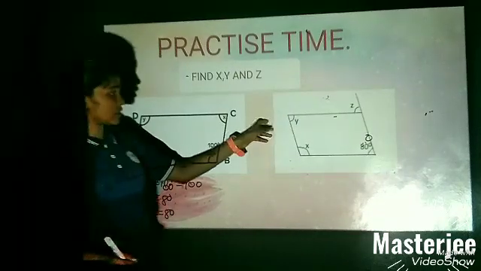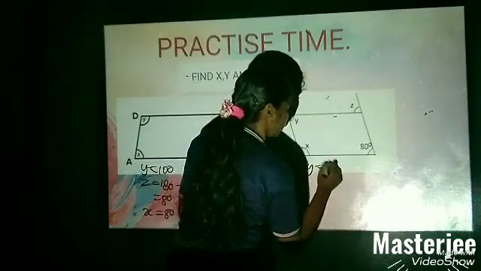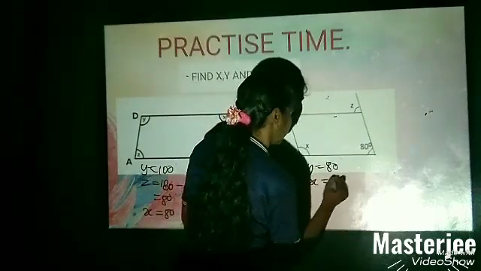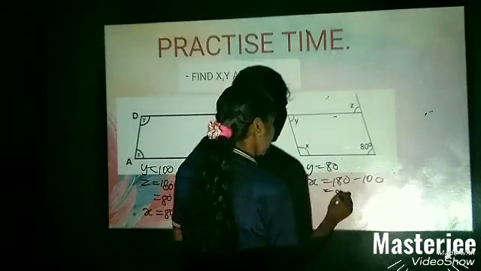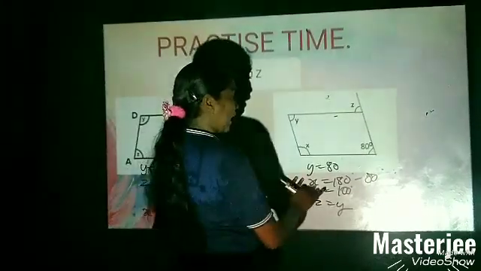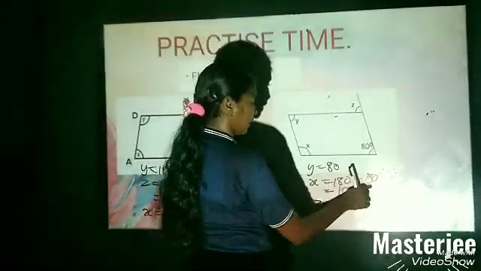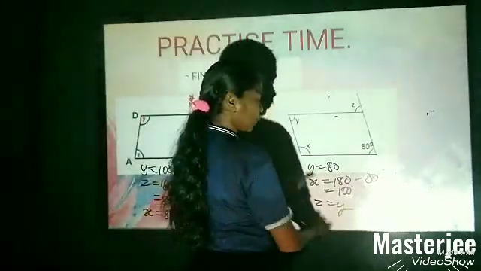And the second image, y is equal to 80 degrees and x is equal to 180 degrees minus 80, that is 100 degrees, and y is equal to z.